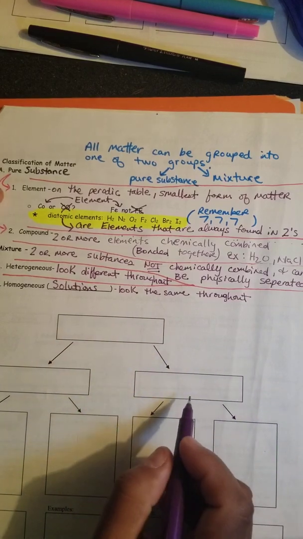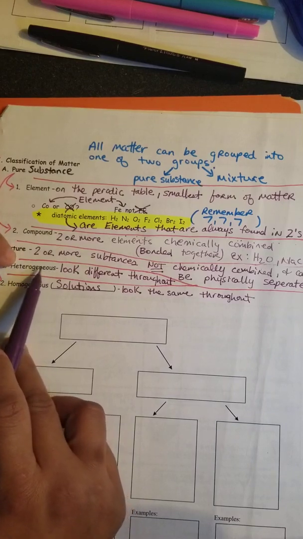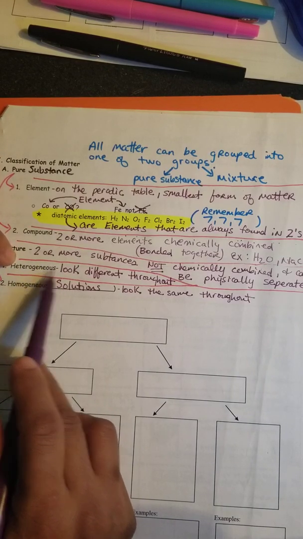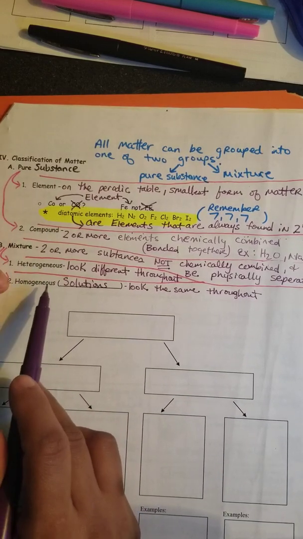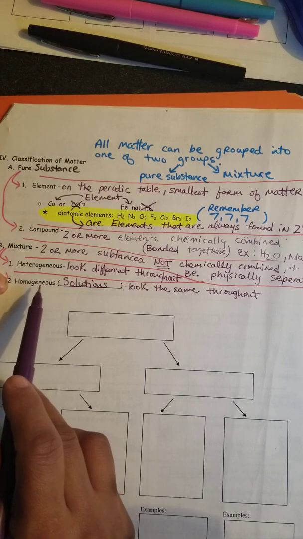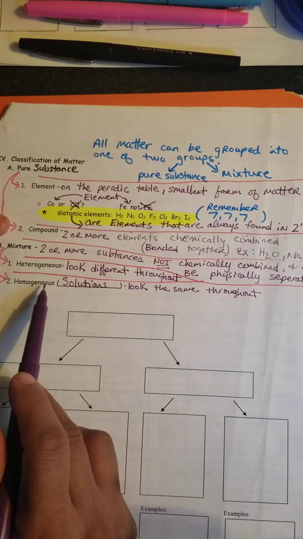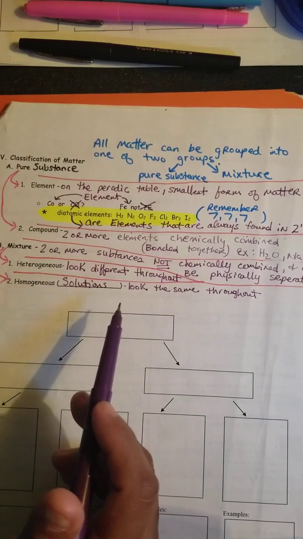Okay, so heterogeneous, what would be some examples? Pepperoni pizza, salad, Chex Mix, those are all good examples of heterogeneous. Homogeneous solutions would be like chocolate milk, Kool-Aid, Gatorade. Okay, those are different solutions. Salt water, vinegar, all of those are solutions, or they're homogeneous mixtures that are the same throughout.